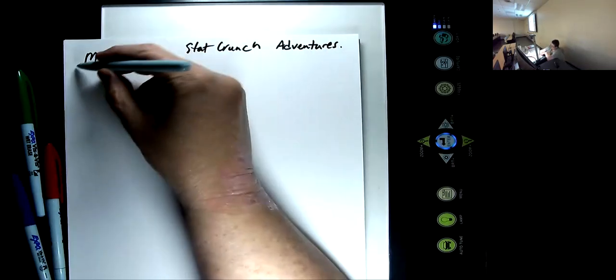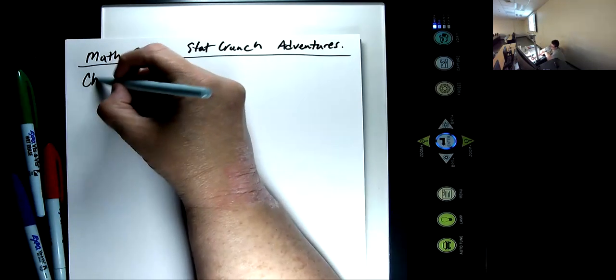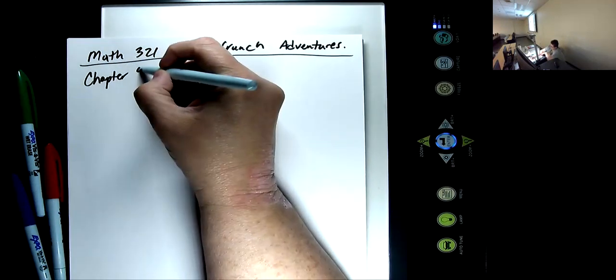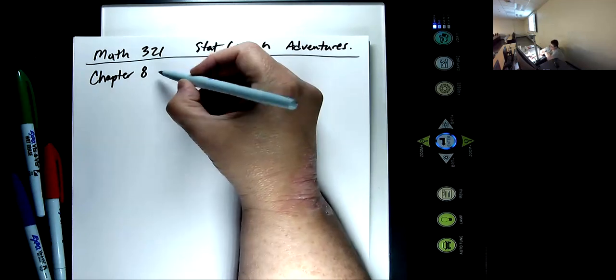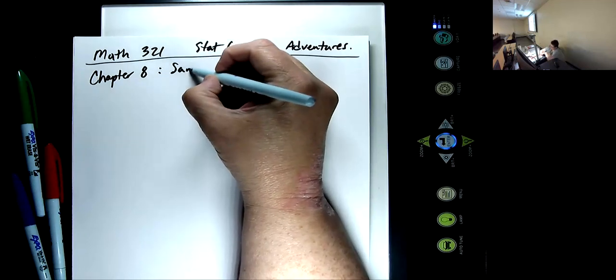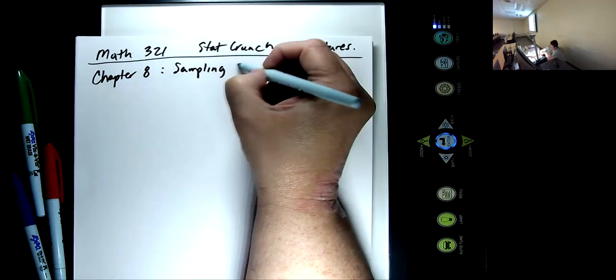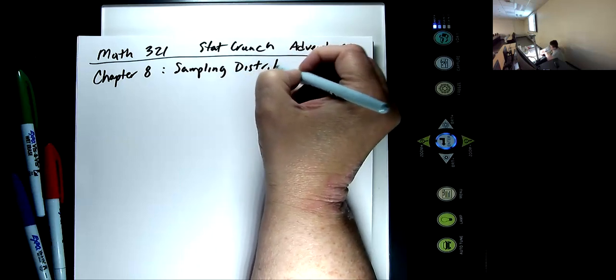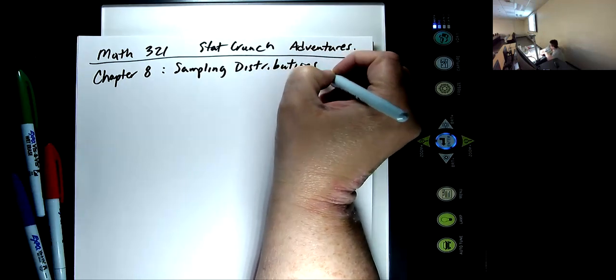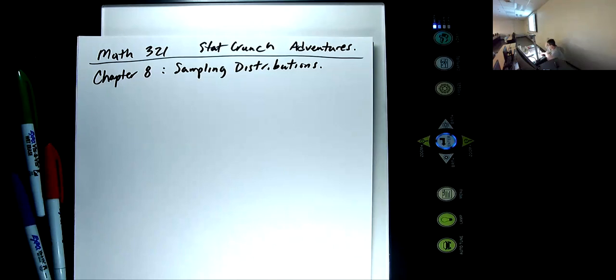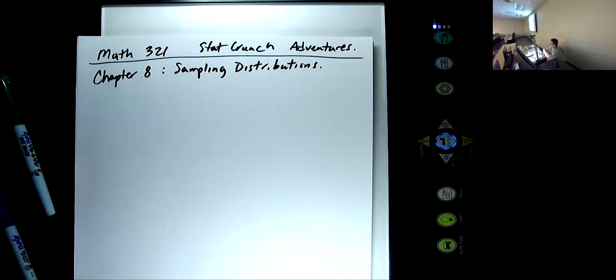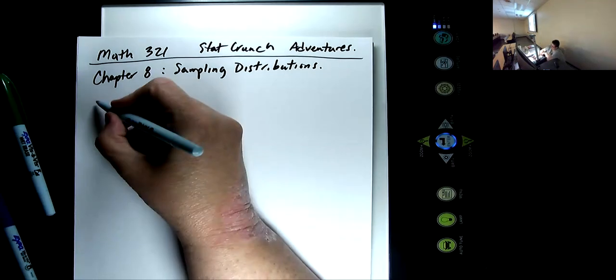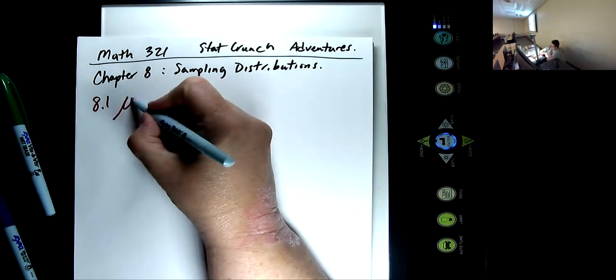Let's take a look at chapter 8. I want to remind you what's going on in chapter 8. We were looking at sampling distributions. And we start off with 8.1, where we were looking at the sample mean.